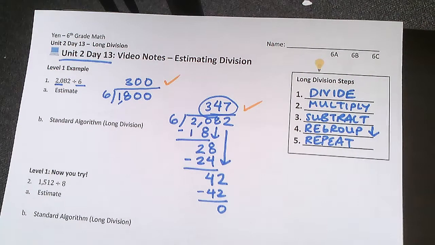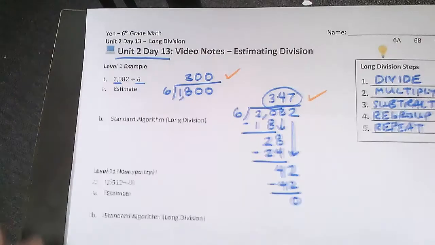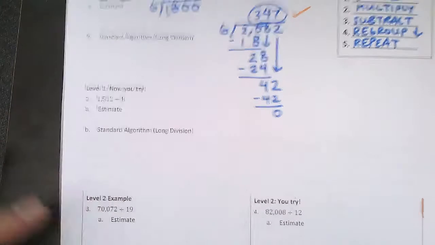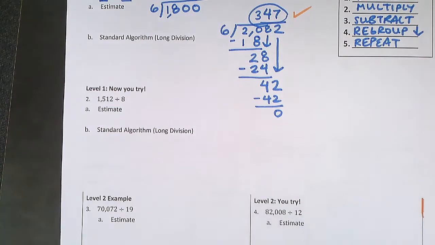2 gold stars for us. Now let's look at, we're still on level 1. Now you're going to try on your own.